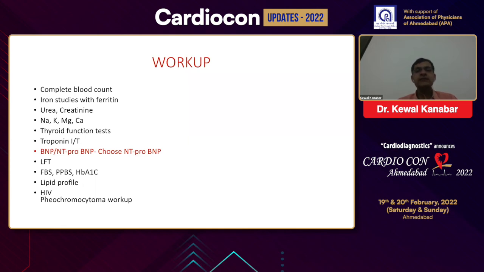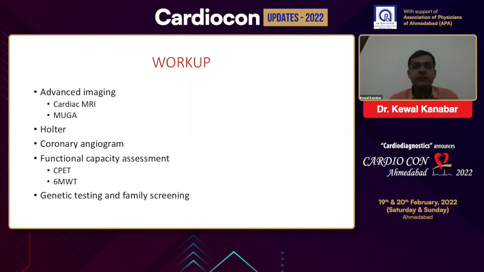I'll do a liver function test. Since the patient is diabetic, I'll do an HbA1c, fasting and postprandial blood sugars. I'll do a lipid profile and workup for HIV. Also in this patient, you should always look for pheochromocytoma, especially if the patient has a history of hypertension or resistant hypertension. Now, apart from the blood workup, there are certain things which we can do.